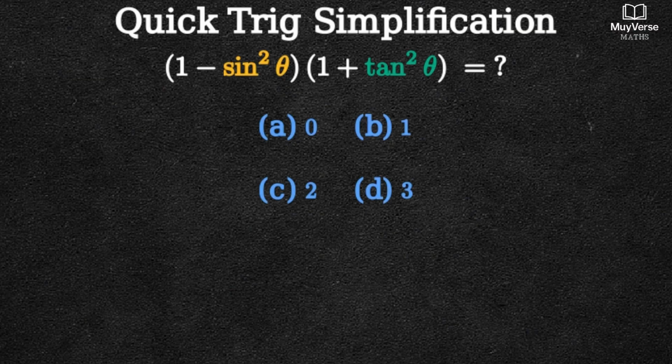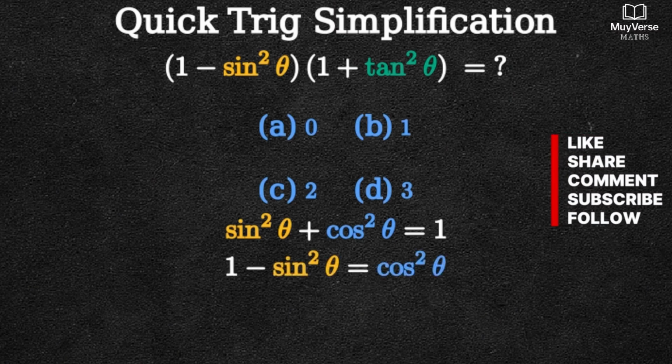We use the Pythagorean identity. Sine squared theta plus cosine squared theta equals 1. Rearranging gives 1 minus sine squared theta equals cosine squared theta. Now substitute this into the product.